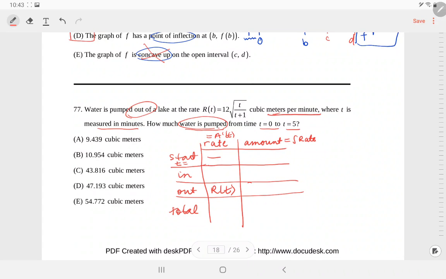Okay, so basically I have to take the integral of the rate from 0 to 5 in this case to find out the answer. I could do this by hand, but we are not going to do this by hand. Okay, so this is 12t over t plus 1 dt.